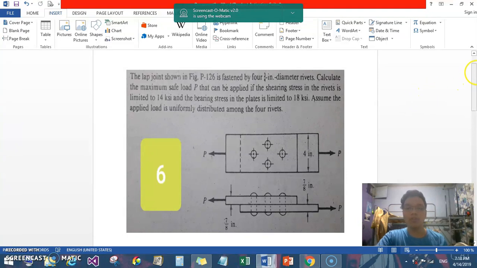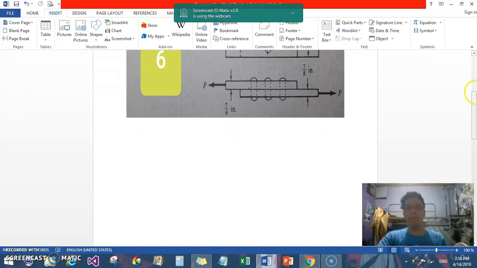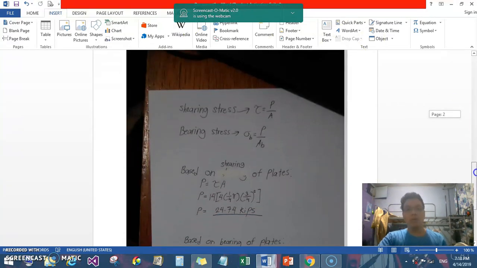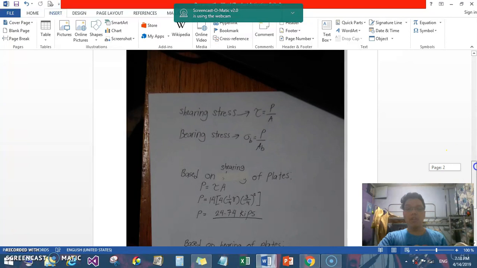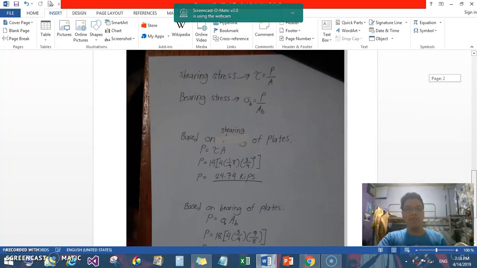Moving forward to the solution, I have already made the solution and copy pasted it in MS Word so that it can be seen on the screen. The main formulas are the shearing stress formula, P over A, and the bearing stress formula, P over the area of the bearing. Before we proceed, keep in mind that we are required to calculate the maximum safe load P. For the first part, we need to calculate the shearing of the plates.